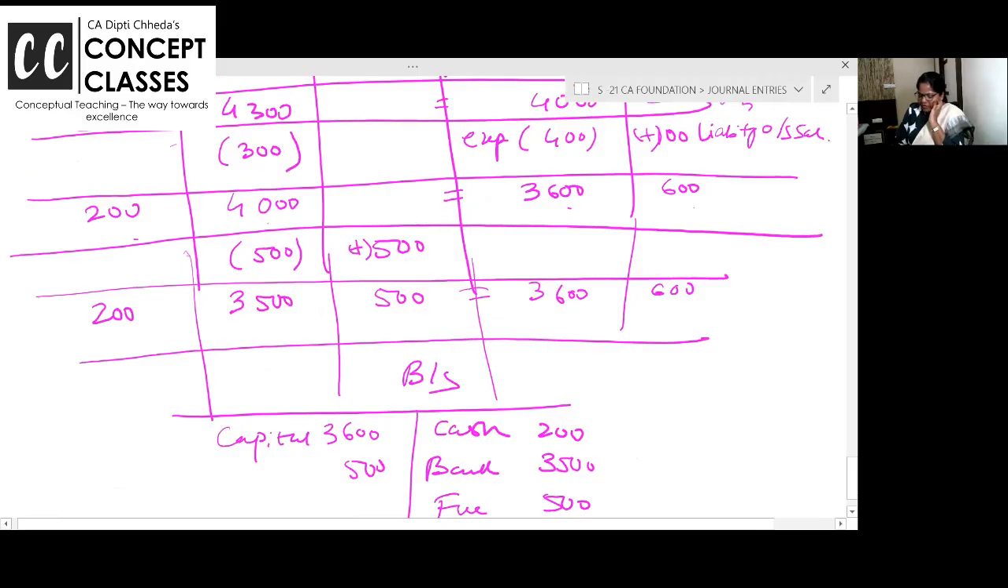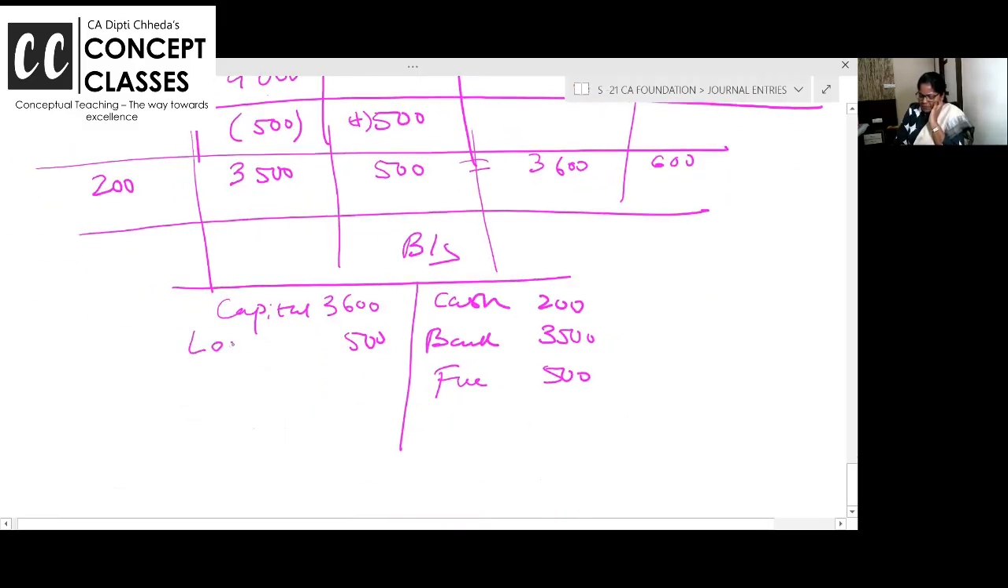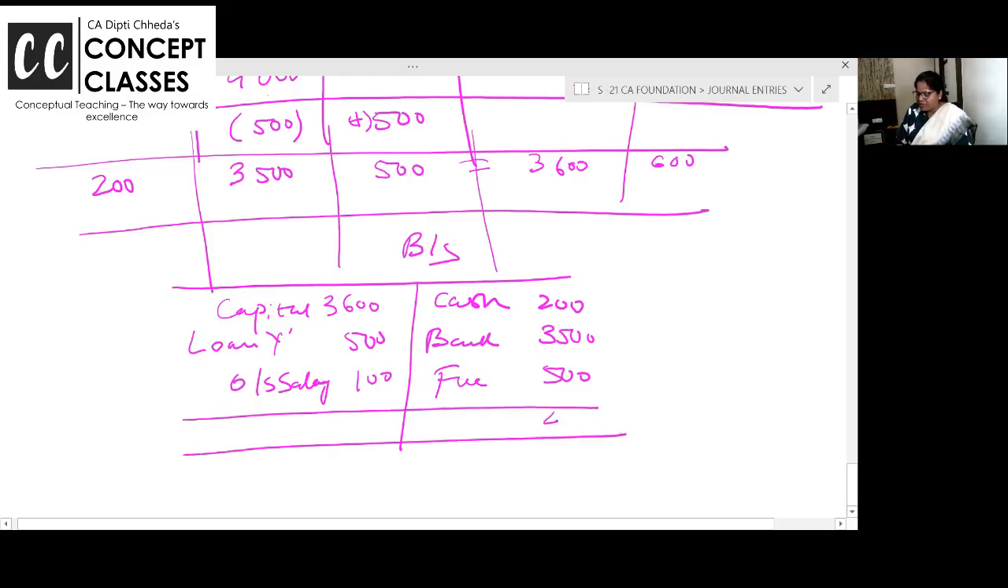Loan you have taken from Y. And 100 rupees is outstanding salary. Nice, clear to all of you? Check. What is the total of the balance sheet? 4,200. Here also 4,200.